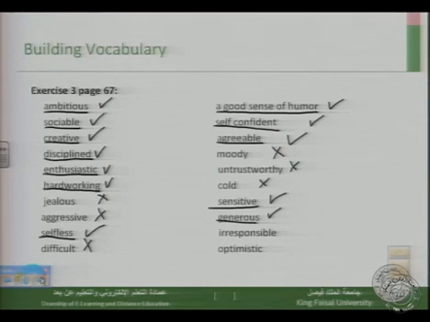The next adjective is irresponsible. Irresponsible means someone who doesn't behave in a reasonable way, and we cannot trust him to do something for us, okay? So this adjective is not a good adjective. It is not a good adjective, irresponsible.